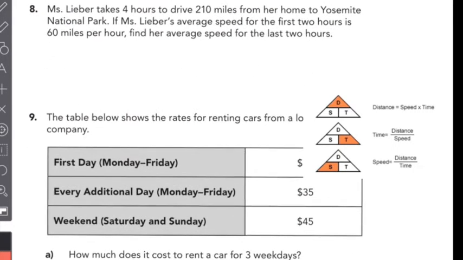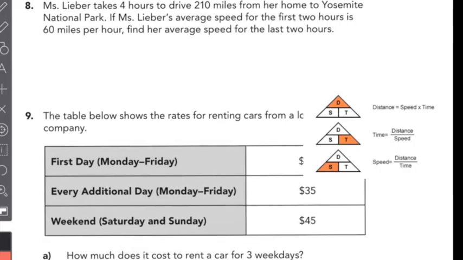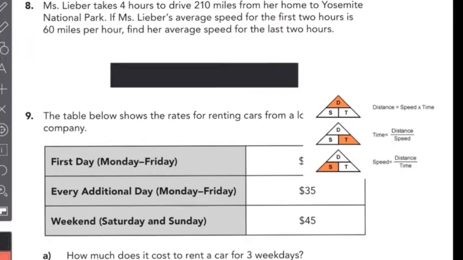The second one is Mrs. Lieber takes 4 hours to drive 120 miles from her home to Yosemite National Park. Her average speed for the first 2 hours is 60 miles per hour. Find her average speed for the last 2. So what I would do is this. I would draw a little bar model, maybe, and 2, 3, 4. And you have 4 hours there. So the first 2, it says, that she does 60 miles an hour. So each one represents 60.